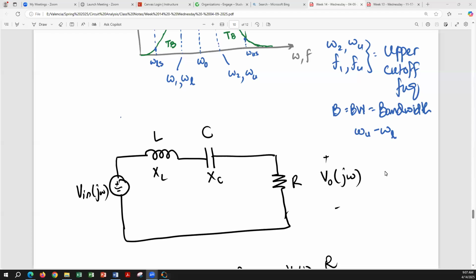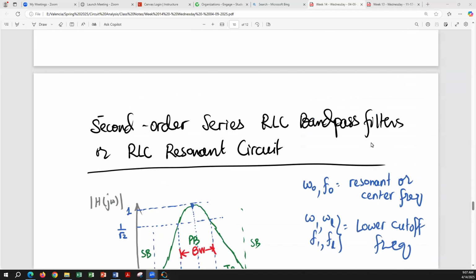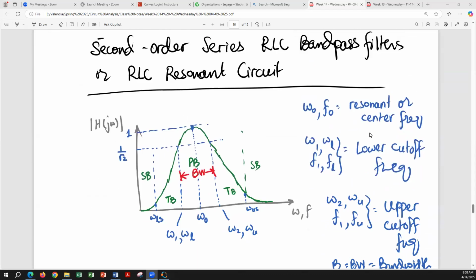After the series circuit, we are going to discuss the lab that you have to do, because that is the application of the series RLC circuit. And then we are going to look at the parallel bandpass filter, or parallel RLC resonant circuit. So this is what we did before we adjourned the class last Wednesday.